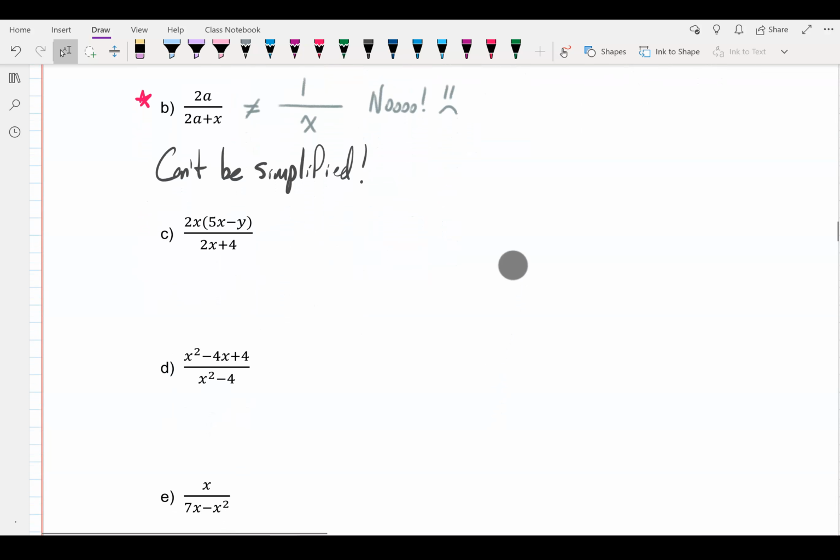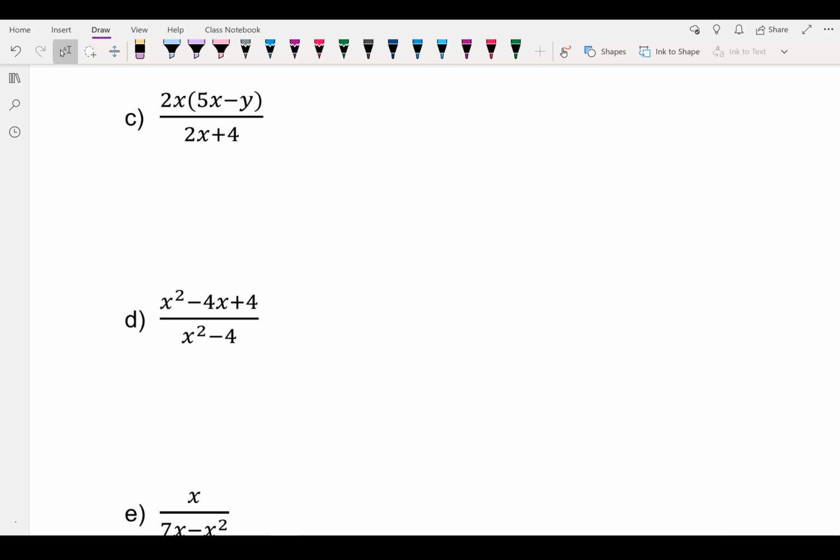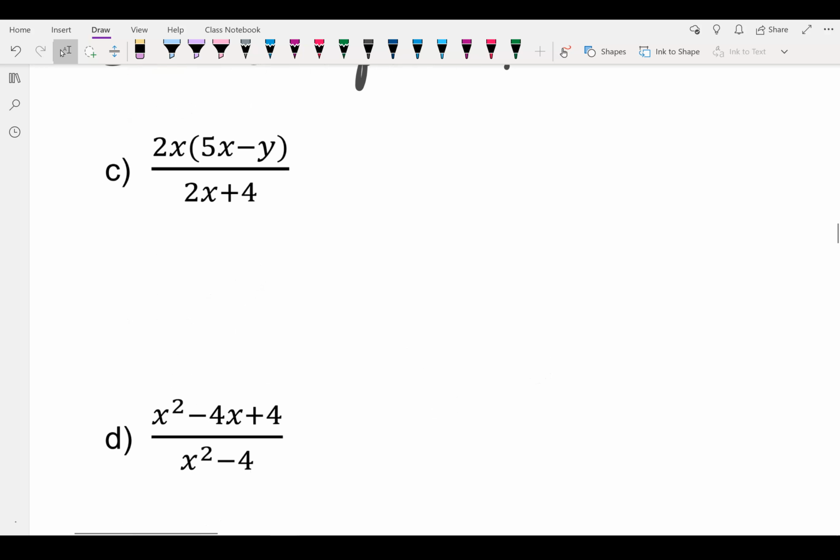So let's look at the next one, C. I'll zoom in a little bit. What are we going to do in this case? Well, just look at C. We're going to try to factor the top and bottom separately first. So the top, there's really not much I can do on the top. That's a 2x, 5x minus y. There's nothing I can do. But the bottom, I can do a common monomial, okay?